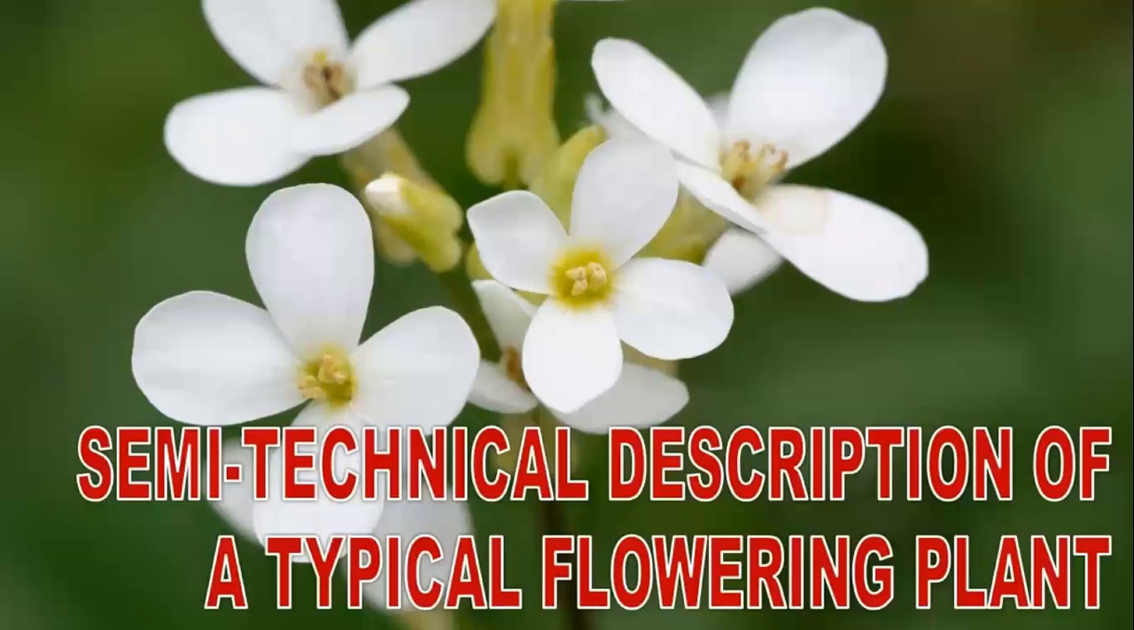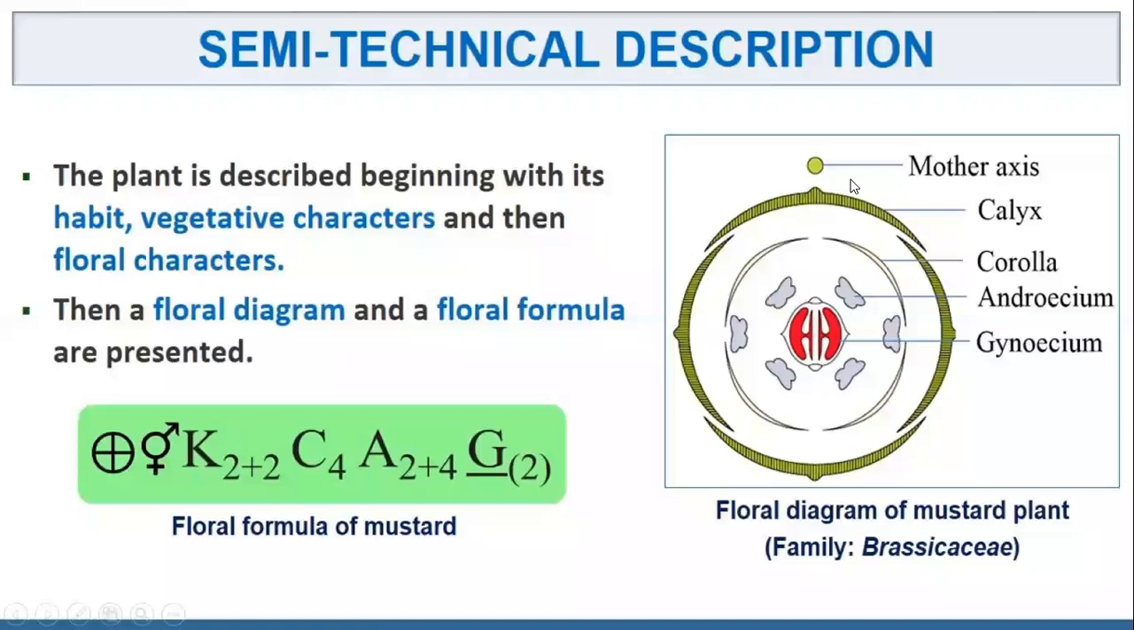We are talking about a semi-technical description of a typical flowering plant. When we talk about semi-technical description, what exactly does it mean? It means that the plants are described beginning with their habitat, their vegetative character, and their floral character. So remember, we are going to study here the habitat, the vegetative characters, and at the same time we are going to talk about the floral characters.